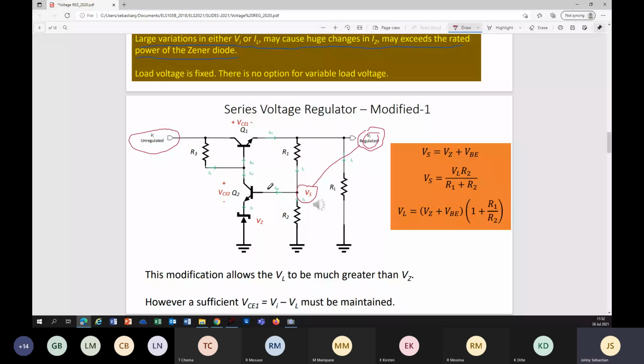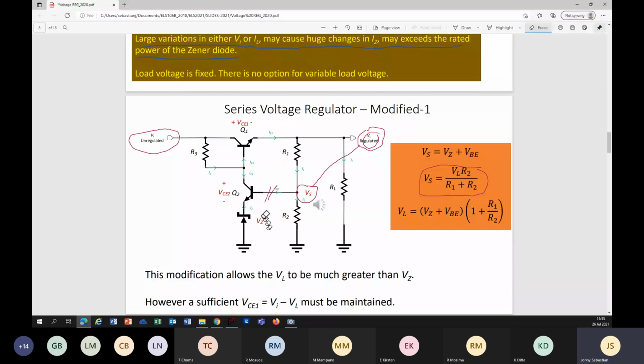Okay, assume this is open. If that is an open circuit, this is perfectly a voltage divider. So we can find V sample like this. It's a voltage divider. V sample equals VL times R2 divided by R1 plus R2. I hope everybody got that point. Are you fine there? Yes, sir.